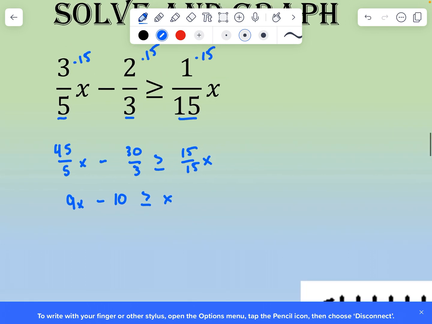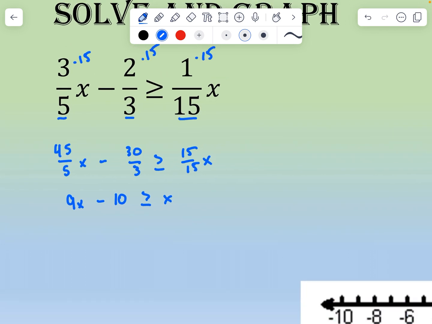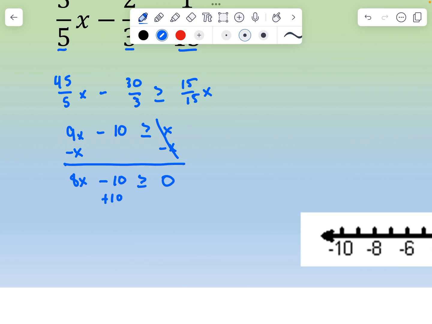Okay, from there, we've got to get x's on one side, non-x's on the other. So I'm going to go ahead and subtract the x to the left to get 8x minus 10 is greater than or equal to 0, right? That cancels to be 0. I'm going to add 10, and get 8x is greater than or equal to 10.